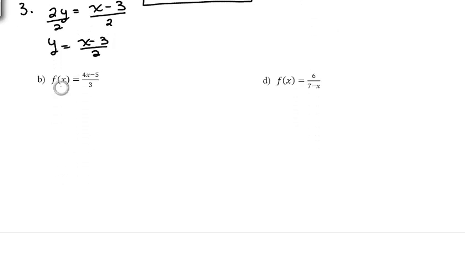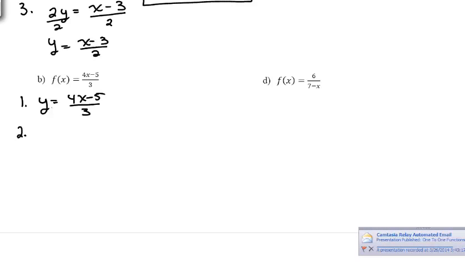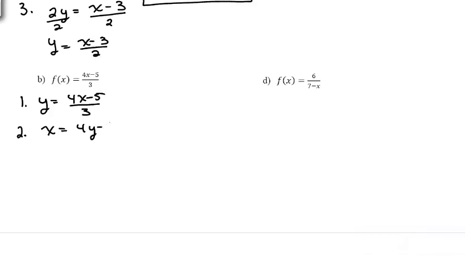Okay, our next example here, f of x is equal to 4x minus 5 over 3. So again, step 1 is just to write this as y equals 4x minus 5 over 3. Step 2 is to swap the x's and the y's. So this would be x equals 4y minus 5 over 3. And the third step is to solve this for y. So the first thing that I would need to do is multiply by 3 on both sides so that these 3's will cancel. That gives me 4y minus 5 is equal to 3x.